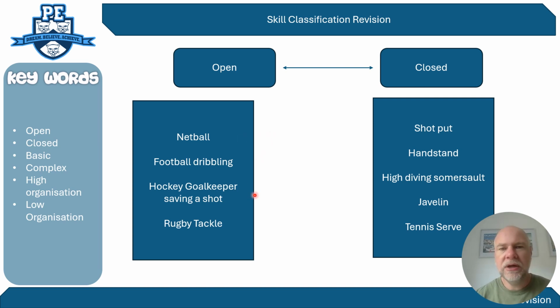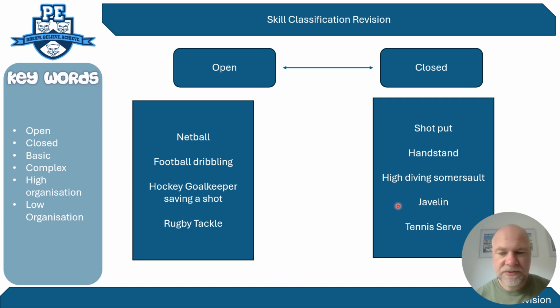Football dribbling, goalkeeper saving a shot. In this case, they've used hockey goalkeeper, but you could use a football goalkeeper or handball goalkeeper as your example, and or someone making a rugby tackle. And then other closed examples that they've used regularly are shot put, handstands, high diving somersaults, which again could be replaced by gymnastic somersaults or trampoline somersaults, javelin throwing and tennis serves. So just make sure you're very clear on the different sports examples that you can have when you're asked to classify whether it's open or closed.